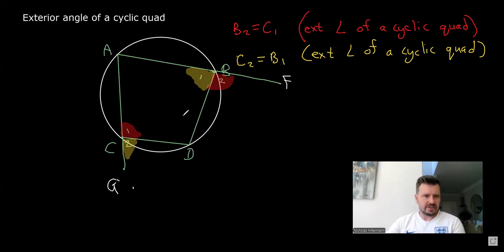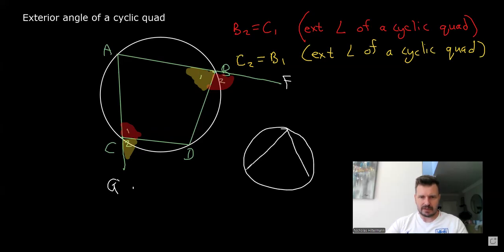Okay, so let's just look at the shape we're looking for. With this theorem, we are looking for a cyclic quad, and we're looking for that sort of situation here, where you have an exterior angle. So you have a line coming out, and then that's going to be equal to this one here. That's the shape we're looking for.